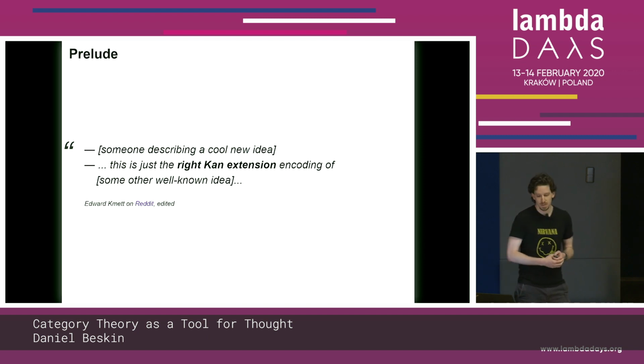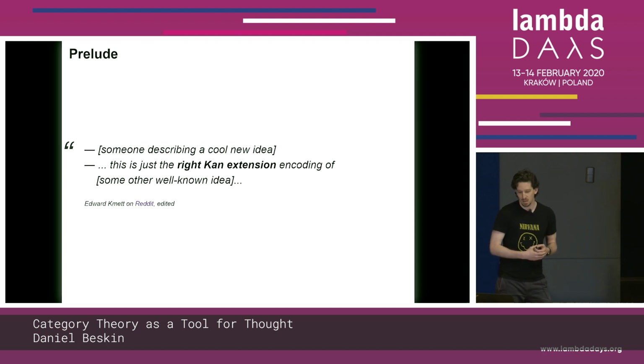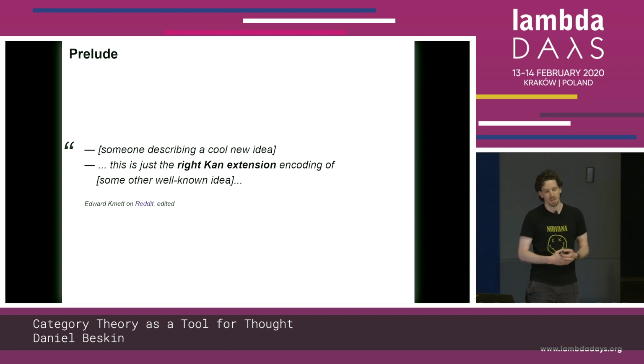But delving a little bit deeper, there's something very profound going on here. What we see here is an example of using category theory as a tool to derive one idea from another idea. This is an example of how category theory can be used to explore what I'll call the idea space.